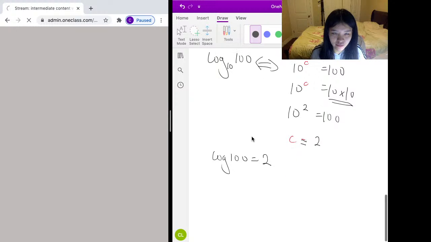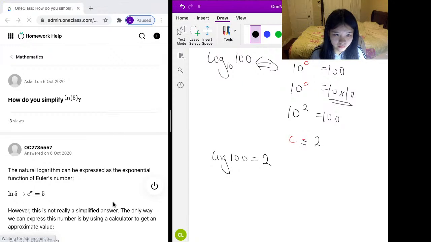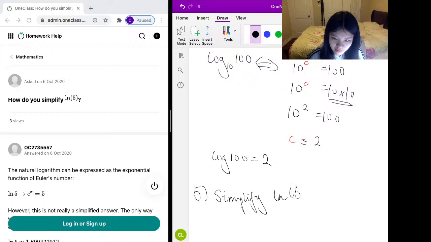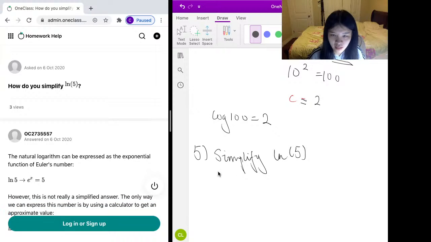Cool. Now let's move on to our fifth problem. Our fifth problem is, how do we simplify ln 5? Actually, ln 5 is the simplest expression, and you can't really simplify ln 5 any further.